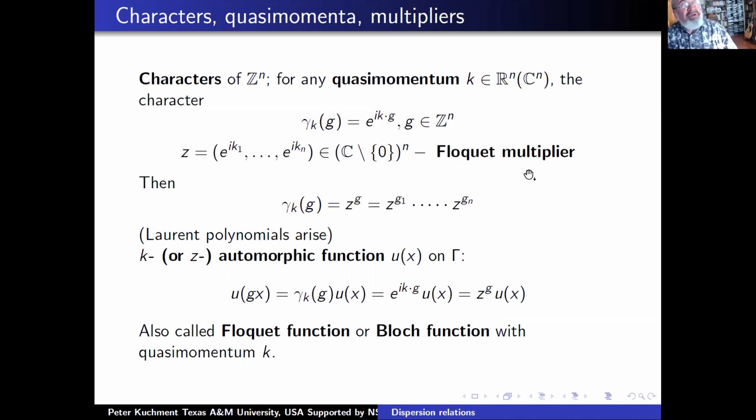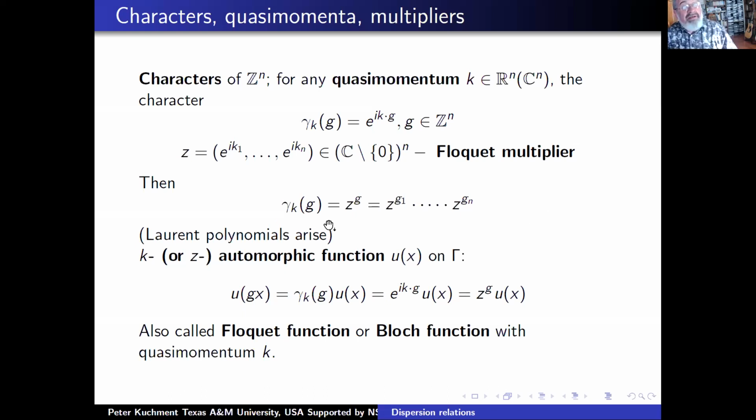This is the so-called Floquet multiplier. The reason for this is very simple. The function e to the power i k dot g is periodic with respect to k. If you shift k in such a way that k dot integer vector adds 2 pi, the value of the exponent doesn't change. So going to Floquet multipliers removes this non-uniqueness. So every character, if you look at it labeled by z rather than k, uniquely corresponds to the z.